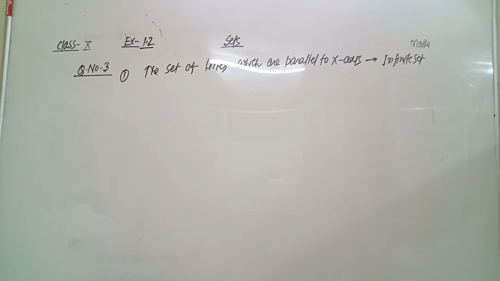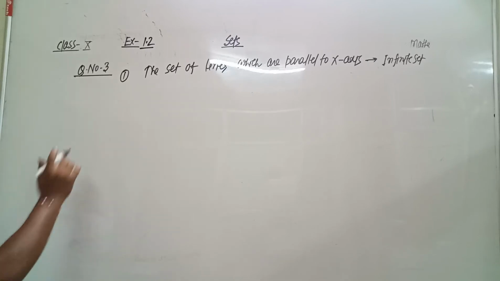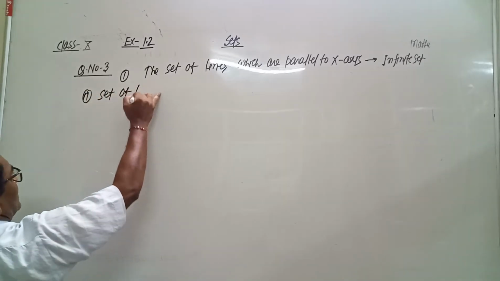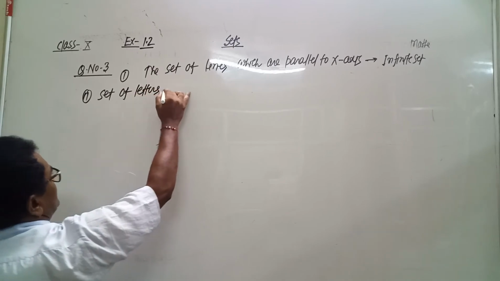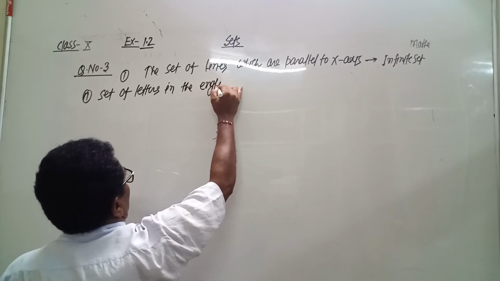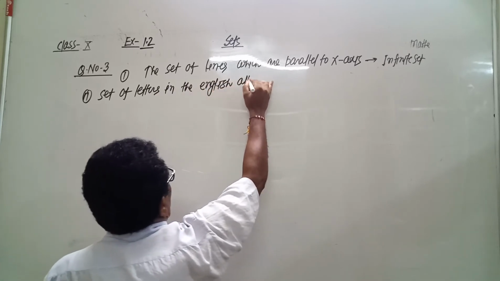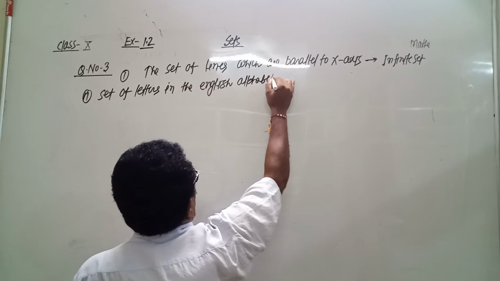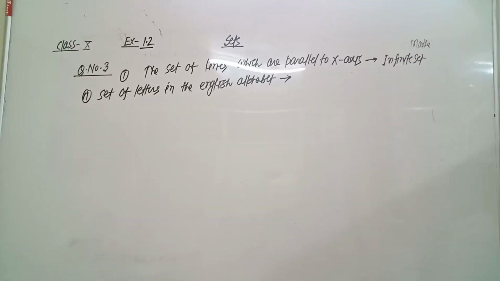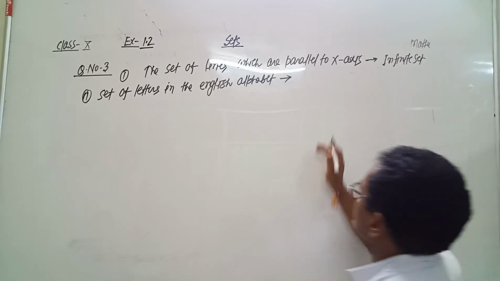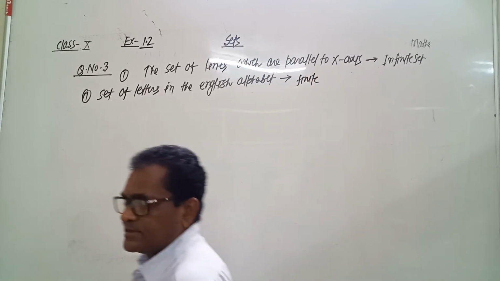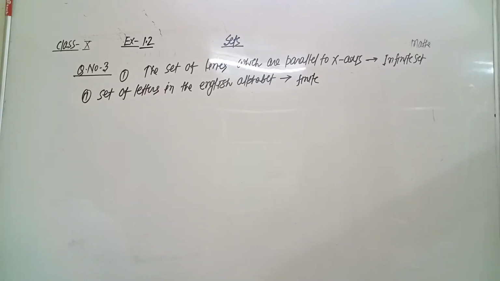Then, the set of letters in the English alphabet. So we know that there are 26 letters in the English alphabet. So this is finite. The set of letters in the English alphabet is a finite set.